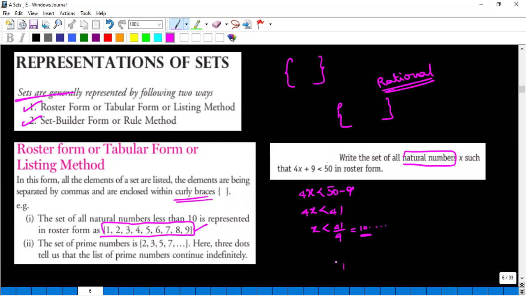So I will start forming a set. 1, 2, 3, 4, 5, 6, 7, 8, 9, up to 9 only. I want up to less than 41 by 4. Like this, first you need to be able to solve this particular inequality, then find out the x value. From that, you can find out the solution.